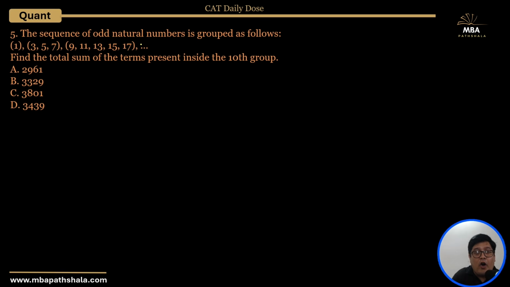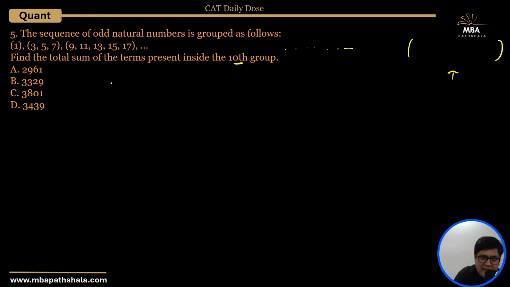A sequence of odd natural numbers is given as 1, 3, 5, 7, 9, 11, 13, 15, 17. What is the total sum of terms present in the 10th group? There's going to be a 10th group. What is the sum of their terms? So odd natural numbers are written side by side, then some grouping is done, and then the 10th group is there. You must find the sum.